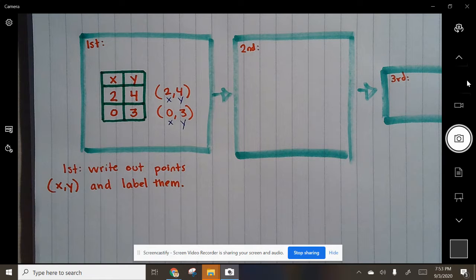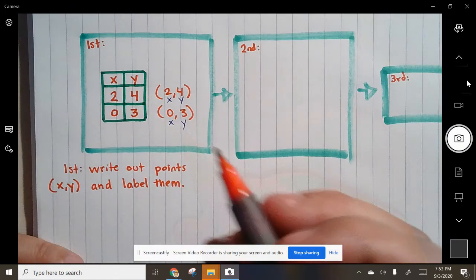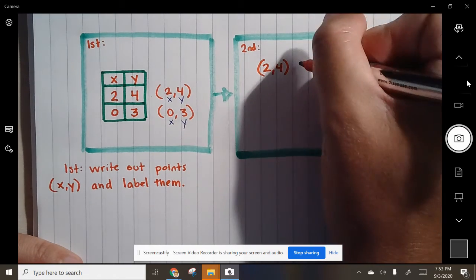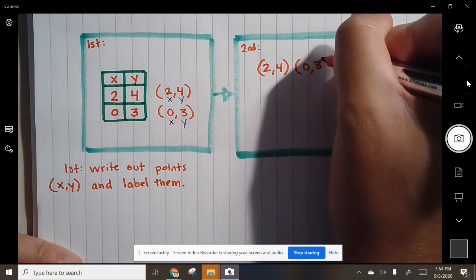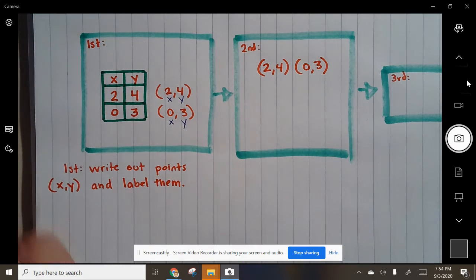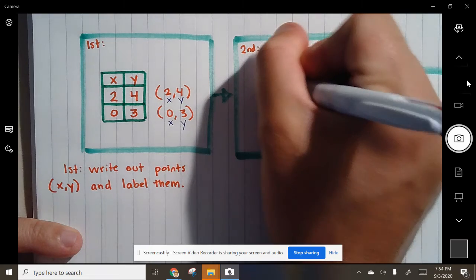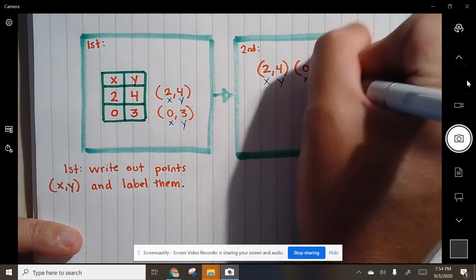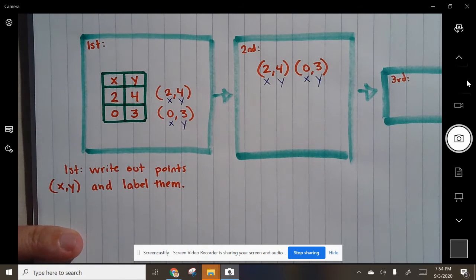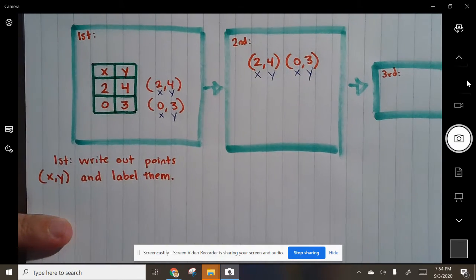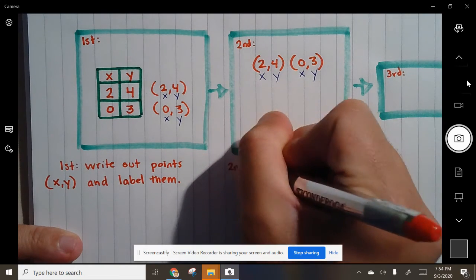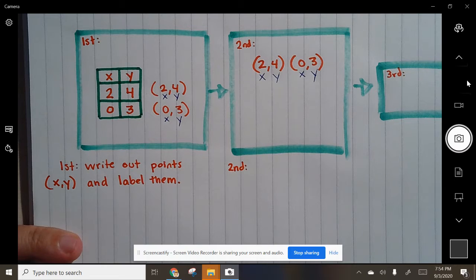Feel free to pause and get caught up, but I'm going to go ahead and go to the next part. When these points are here, I'm going to go ahead and write them again. 2, 4, 0, 3. All right? And it's easier to look at it like this. And this is the first part of our school year where we're actually going to be given a formula. And it's not a difficult one. Don't freak out. It's pretty easy.